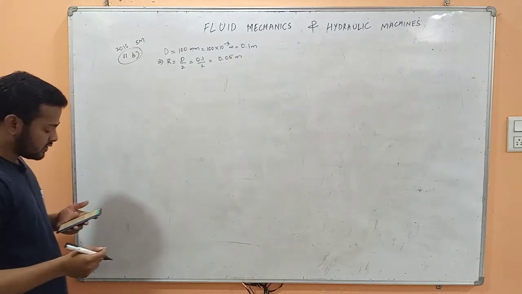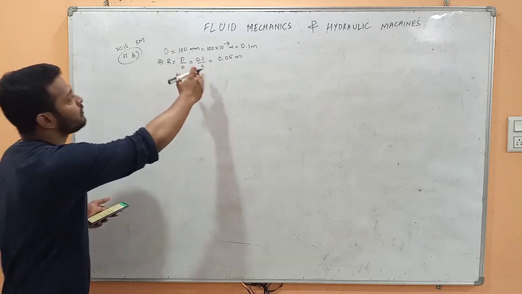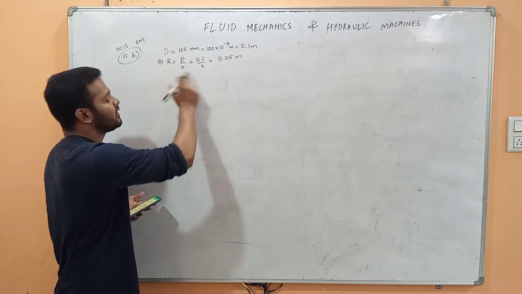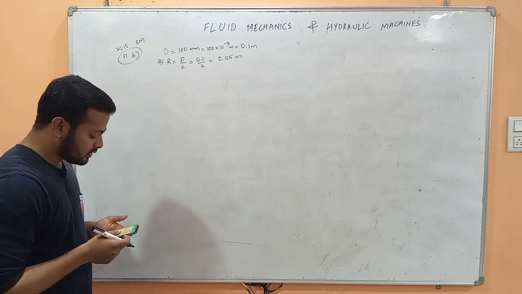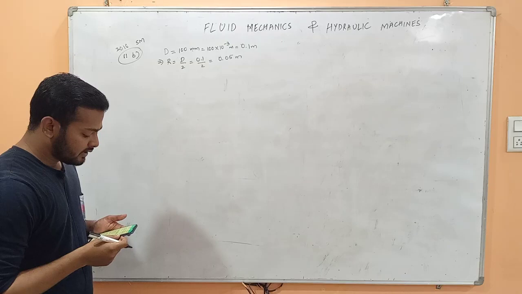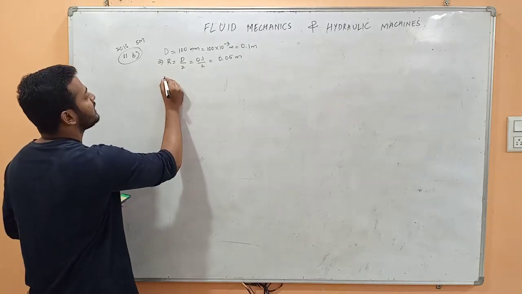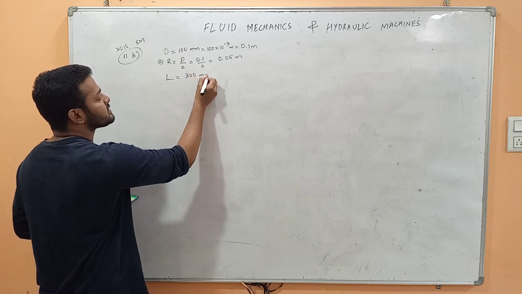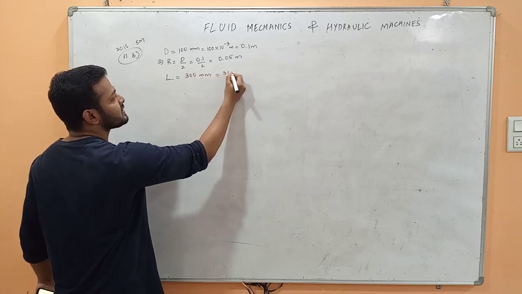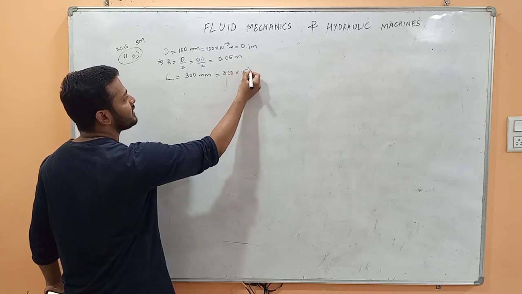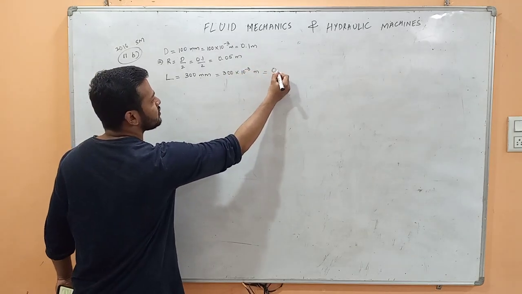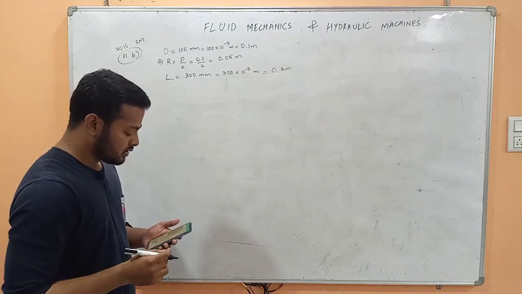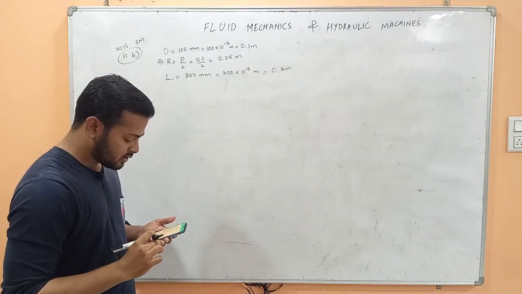So diameter is given as this value. I have converted that from millimeters into meters, so I got this value. I got the value of radius. Next, 300 mm length. Length has been given as 300 millimeters. I know that milli means 10 power minus 3. So 300 into 10 power minus 3 meters, that is 0.3 meters. Next, I'll read out the question further.